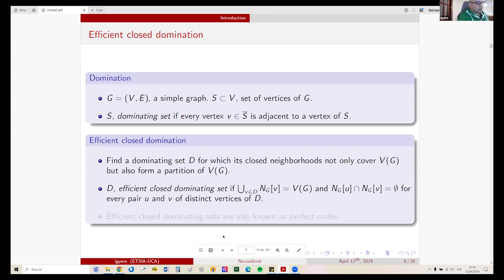Clearly, these efficient closed dominating sets are also known as perfect codes, and we can also find them called just efficient dominating sets, without the word closed. I think there are a few other names related to the same concept, but the main ones are these two.